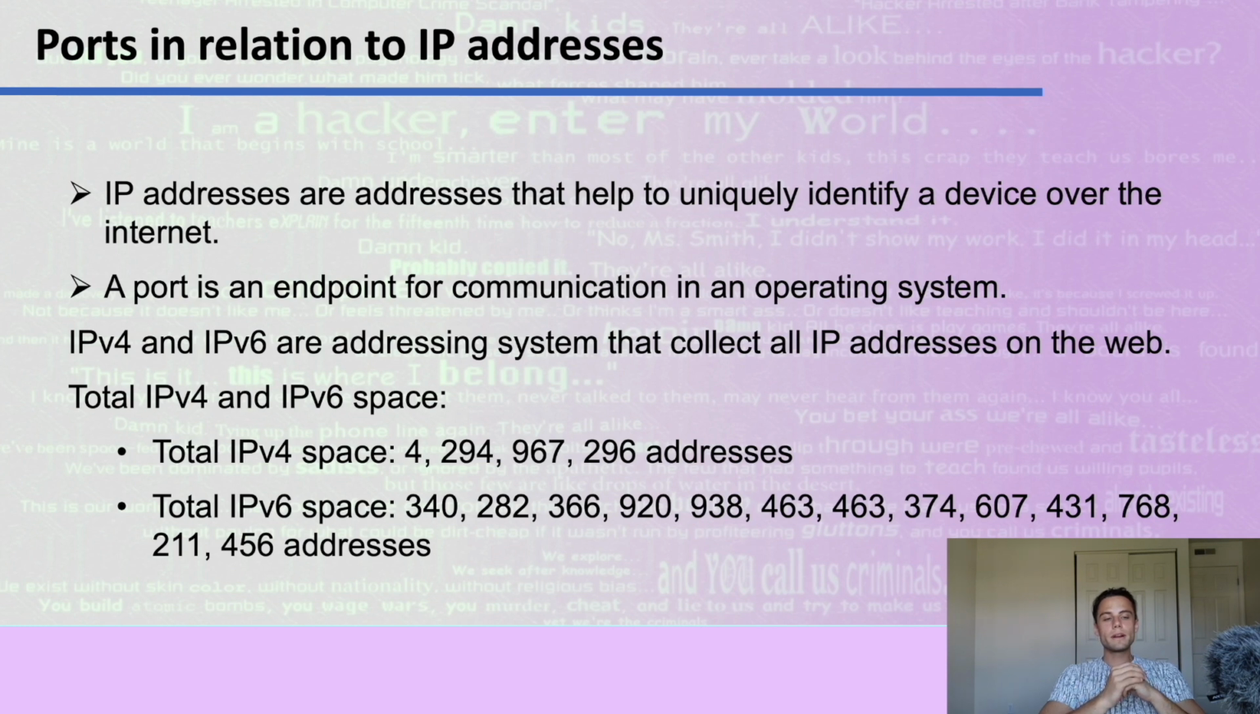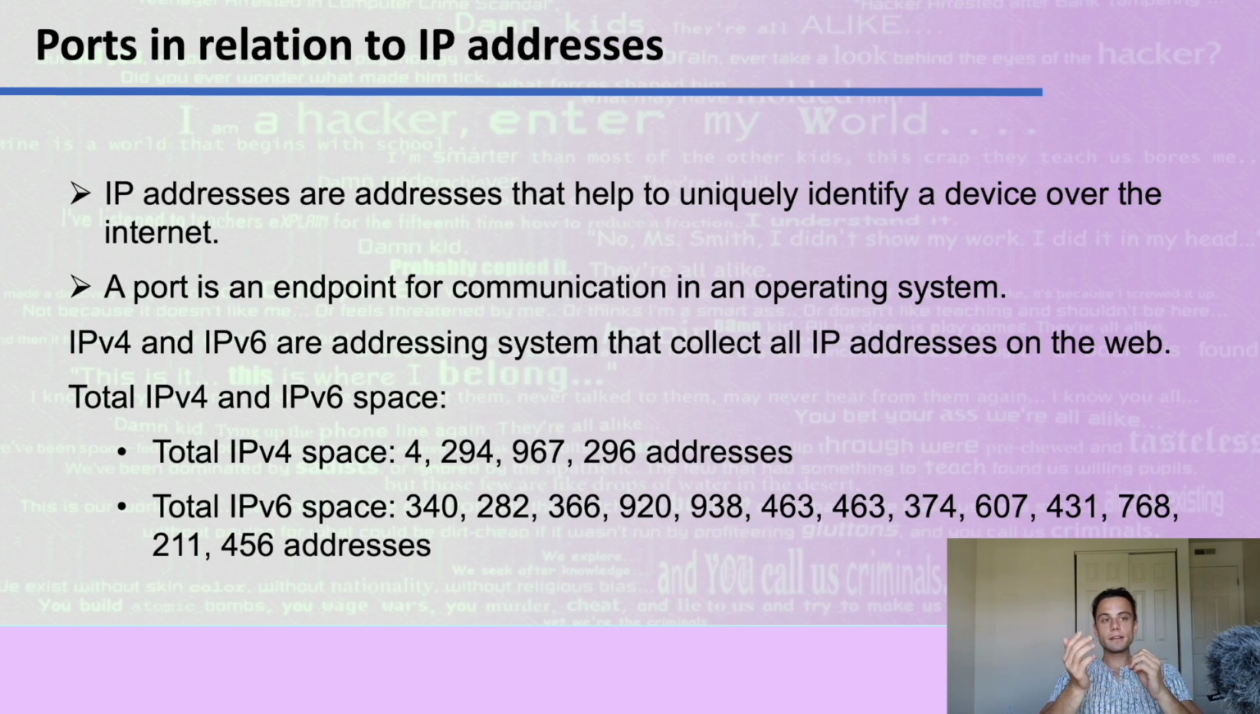Hello everyone, today we're actually going to dig a little bit more into detail on what an IP address is and how we use it to connect between different ports. The definition for an IP address is that it is specifically used to help users uniquely identify a device over the internet, while a port is an endpoint of communication in an operating system. For example, this is the endpoint which is waiting to connect to some other endpoint on the web, and this is the way that two devices can connect over ports.